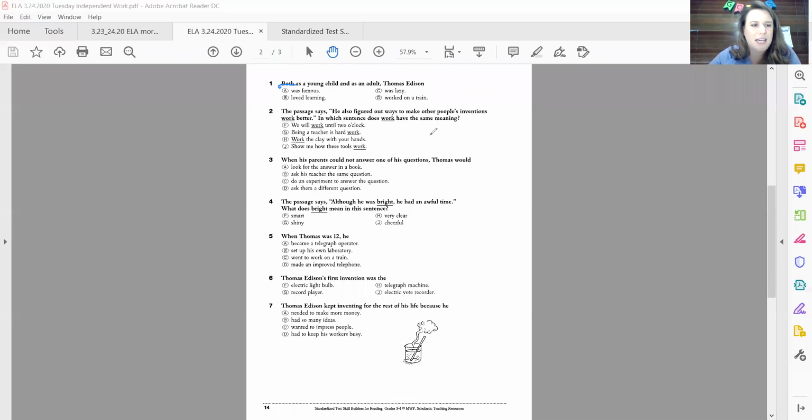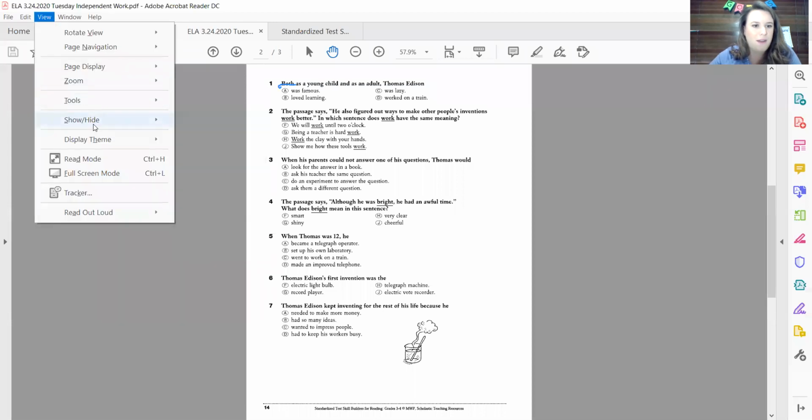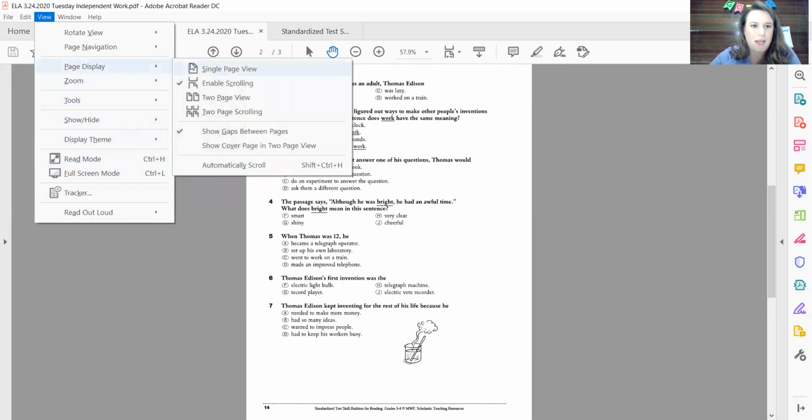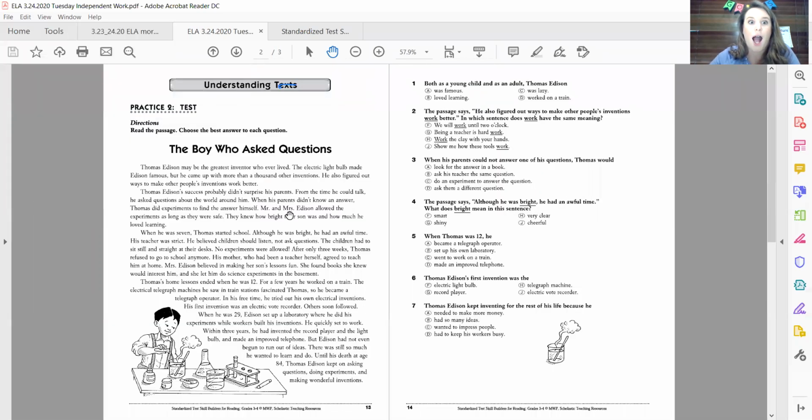Before I do that, let's see if I can get a view of this. Let's see, page display. Let's do double page. Aha, much better. All right, so that word both right there, I'm going to underline that again. All right, let's look back in the text. Both as a young child and Thomas Edison.